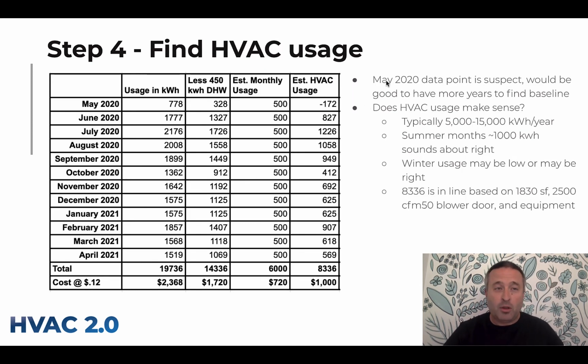So, like I mentioned, step 4, this is figure out what the HVAC usage is. That May 2020 data point is weird. So here's what we're doing. Here's the monthly usage, subtracting out the water heater, and then subtracting out, I'm just assuming 500 kilowatt hours per month is their baseline. So that's the baseline usage. And when you subtract that out, you see what the HVAC usage is. So again, that May 2020 data point, that's bothering me because that puts them into a negative. So something's going on. And when you find stuff like this, something is going on.